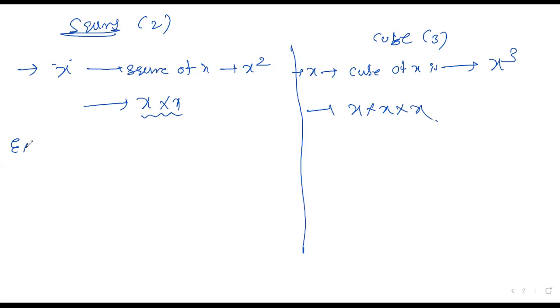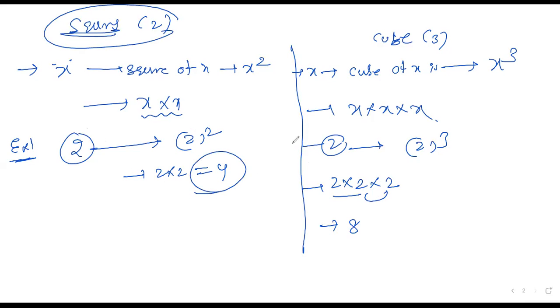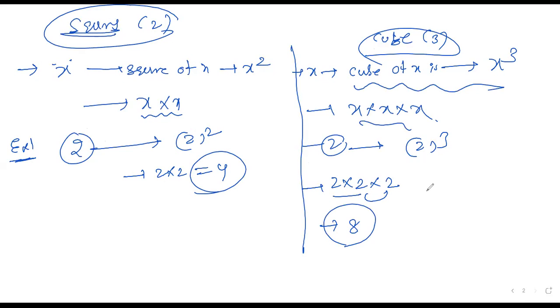For example, take the number 2. The square of the number is 2 square, that is 2 into 2, and the answer is 4. Similarly, the cube of the number 2 is 2 power 3, so we multiply the number 3 times: 2 twos are 4, 4 twos are 8. The answer is 8. The square of 2 is 4, and the cube of 2 is 8. You have to multiply the given number 3 times. It is very clear.